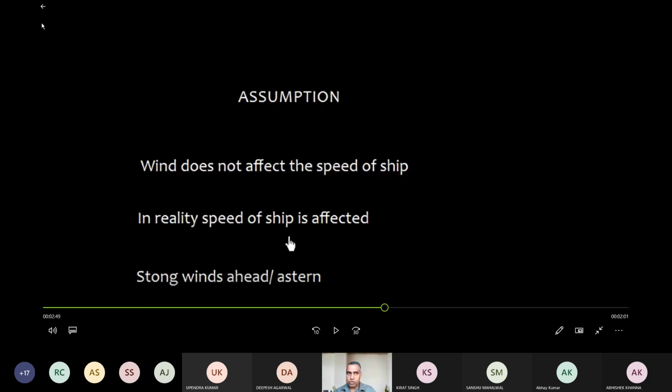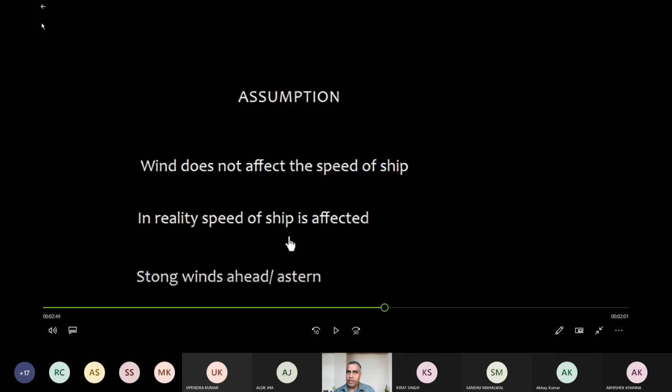In reality, it may not be so, because if you have a wind coming from the bow, your speed is going to reduce. And if you have a wind coming from the stern, your speed is going to pick up slightly. But whenever we consider the effect of wind in chart work, we only consider it as the leeway angle. No consideration is made in the increase and decrease of speed. So always remember this. The speed is not affected by the wind as far as chart work is concerned.